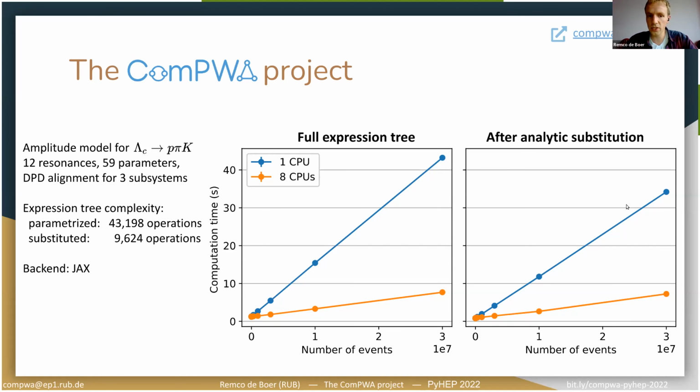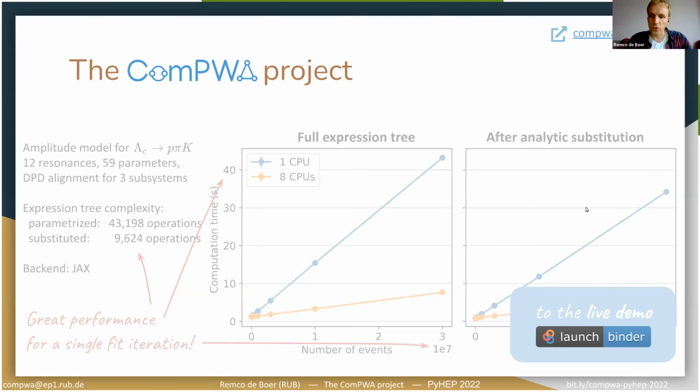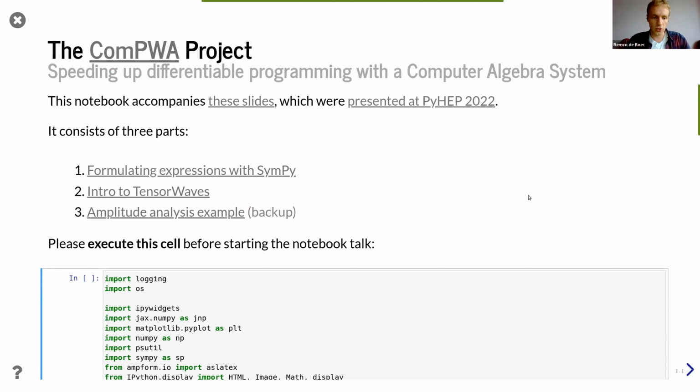What we do in the second case, we substitute analytically the certain parameters with expected values, and we do that with SymPy. We just analytically substitute them, and that has a nice effect on the performance as well. So let's now have a look at the notebook itself.